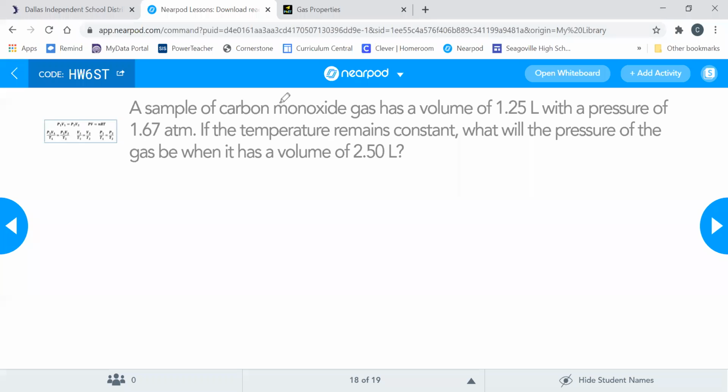It says a sample of carbon monoxide has a volume of 12.5 liters with a pressure of 1.6 atmospheres. If the temperature remains constant, what will the pressure of the gas be when the volume is 2.50 liters? Just by reading the question, if it says temperature remains constant, that means there is no change in temperature, so it's not going to have a T. They didn't give us temperature.